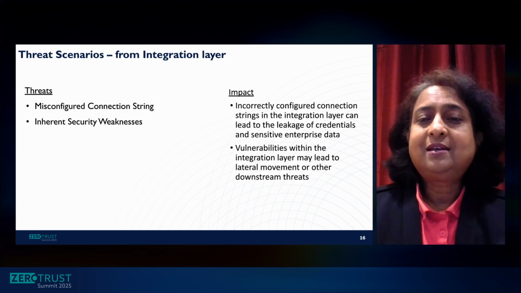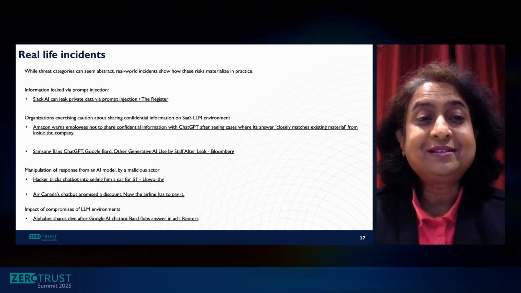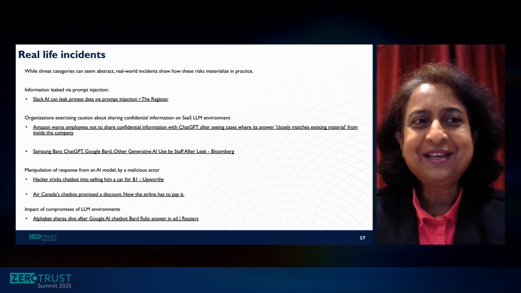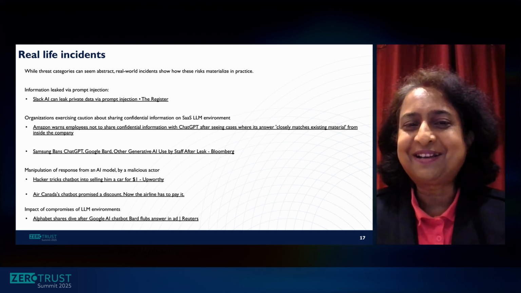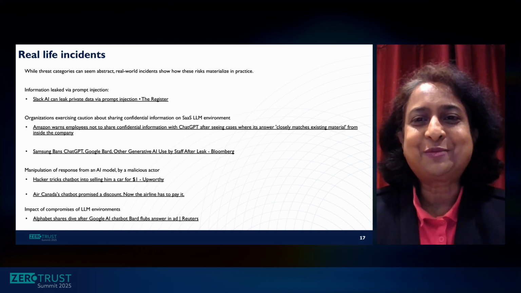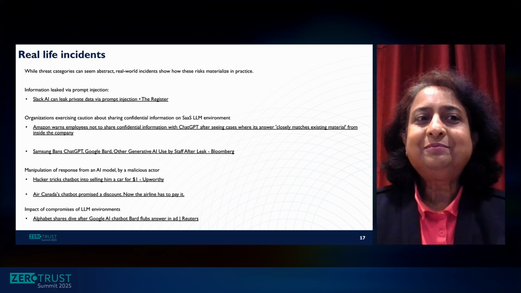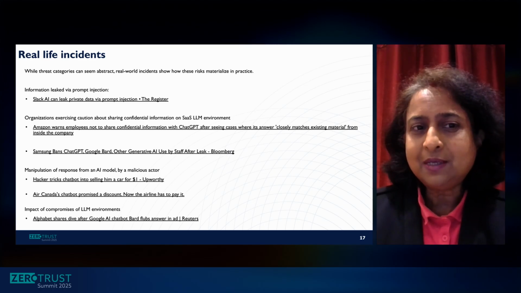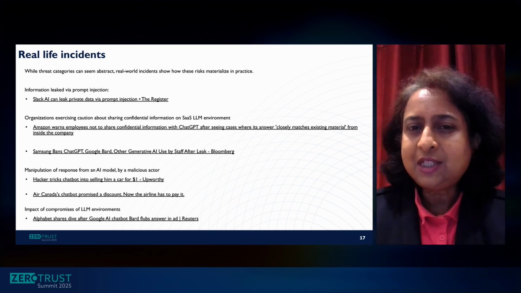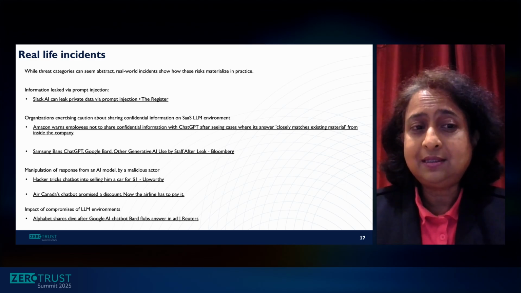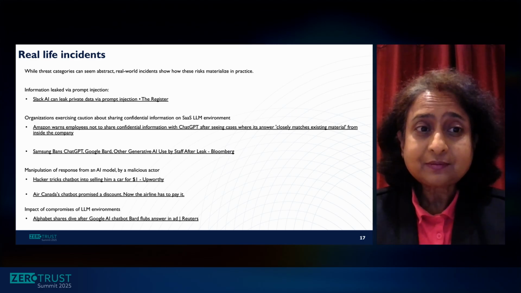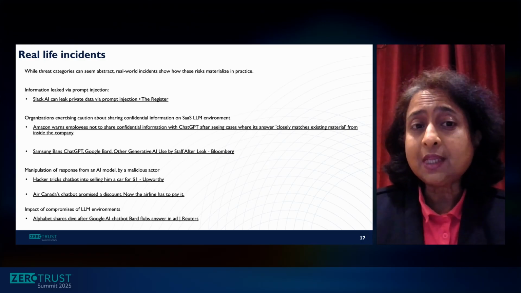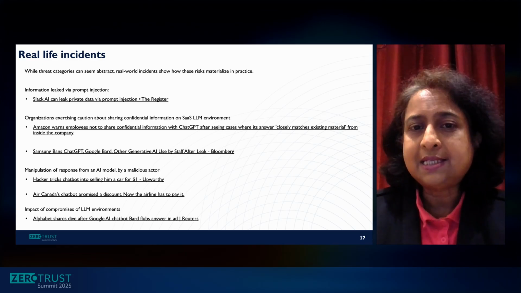So whatever threat scenarios I presented so far, they have a basis. There are real life incidents that have taken place with LLM environments. While threat categories may seem abstract, real world incidents show how these risks materialize in practice. So this is from Slack, where information was leaked via prompt injection. Amazon warned employees not to share confidential information with ChatGPT, and Samsung banned ChatGPT, Google Bard, etc., because organizations are exercising caution about sharing confidential information on SaaS LLM environments.